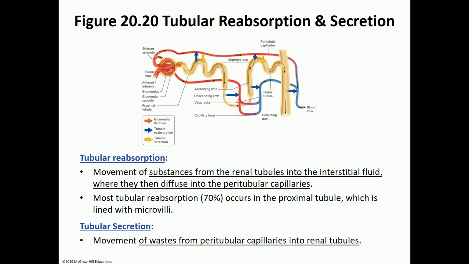The direction of flow of substances in tubular reabsorption is from the tubule into the interstitial fluid into the peritubular capillaries. And about 70% of tubular reabsorption does happen in the proximal tubule. If you compare that with secretion, those would be the toxic metabolites like the creatinine that the body needs to get rid of. And the direction of flow in tubular secretion would be from the peritubular capillaries to the interstitial fluid, eventually going into the tubules to be excreted in urine.